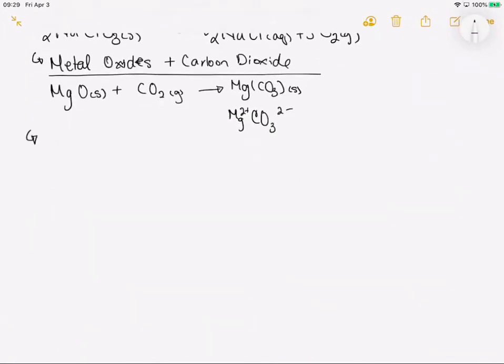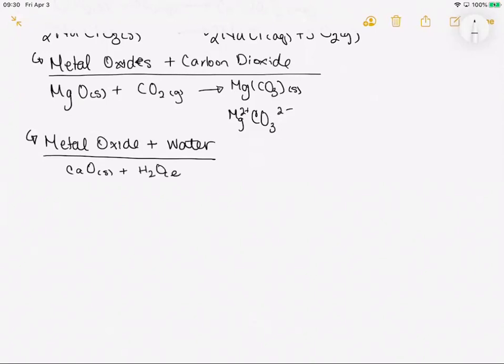Our next one that we're going to talk about, these are the two important ones for acid and base synthesis. So if I have a metal oxide plus water, is it going to be acid or base synthesis? So I'm going to take calcium oxide, solid, plus water, liquid. Think about what's going to happen.